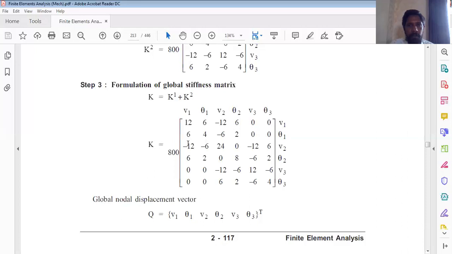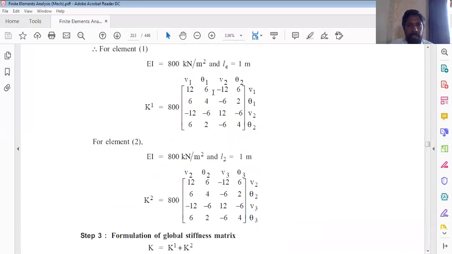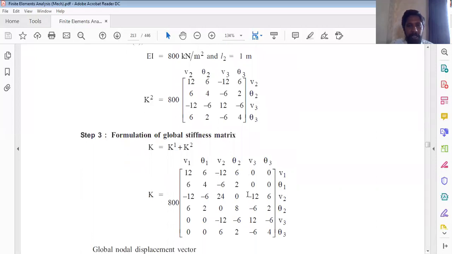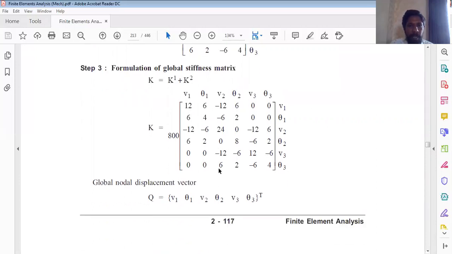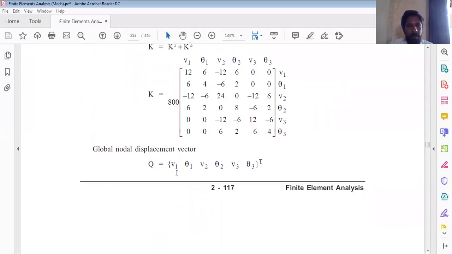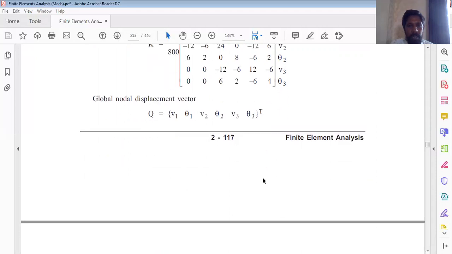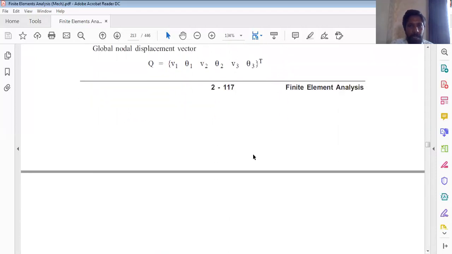Theta 1 cross V1 is available again in K1, which is equal to 6. So like this, it is formed. The complete assembly is formed by searching each entity of the matrix. And globally, when you see the displacement vector, it is associated with 3 nodes, and at each node there are 2 degrees of freedom. Totally there are 6 displacements in terms of V1 theta 1, V2 theta 2, V3 theta 3. So it is the global displacement vector.